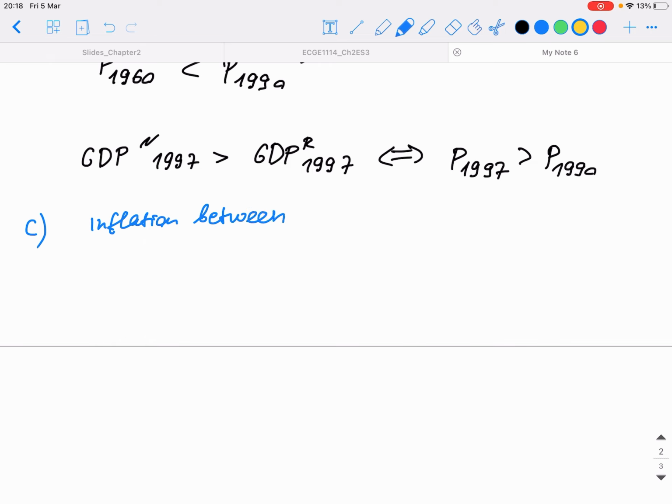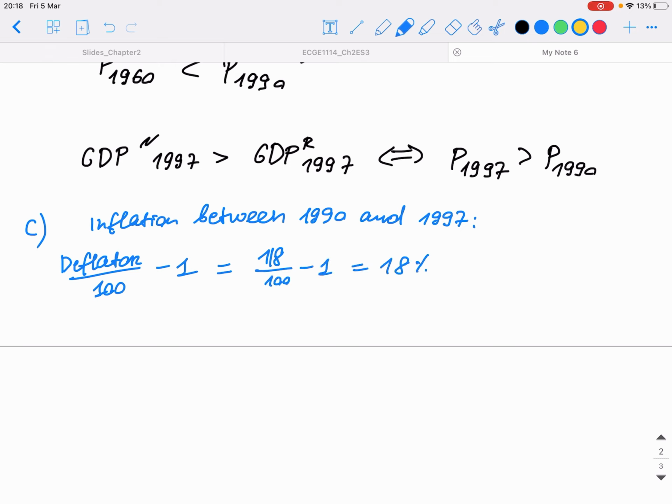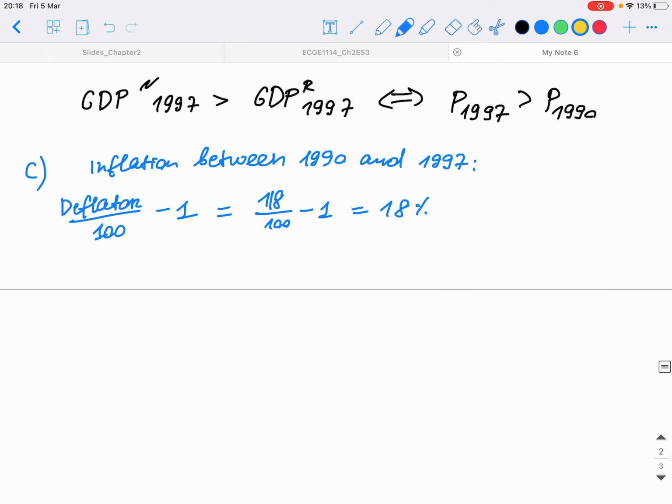To get the inflation over the whole period, the inflation between 1990 and 1997 is just going to be the deflator that we calculated, divided by 100, and then minus 1. So it will be around 18% for this entire period, but we have to calculate the average inflation. And here it's going to be again the geometric average that we already saw during the previous exercise session.